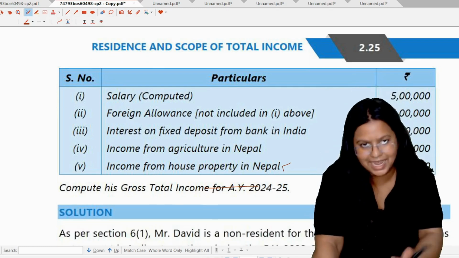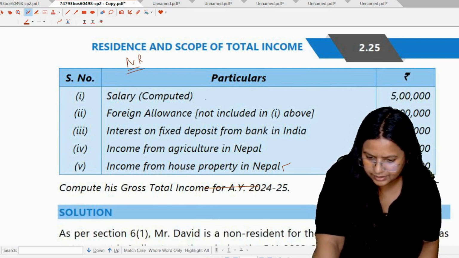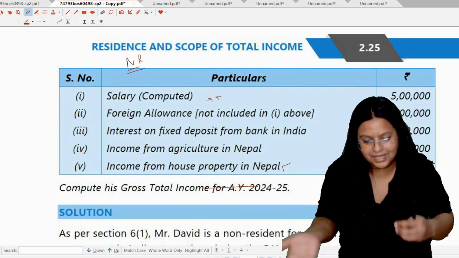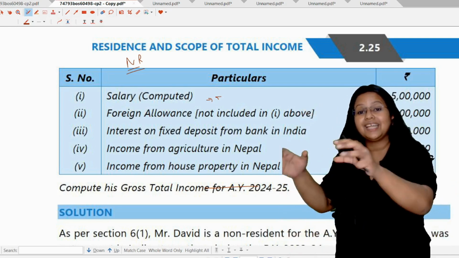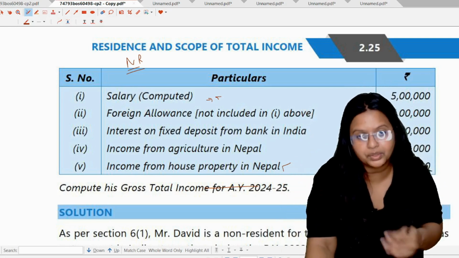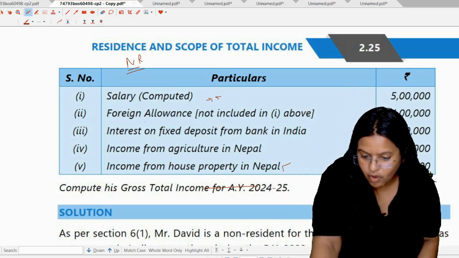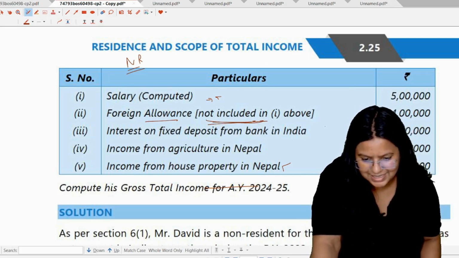Let's find out the taxable income for a non-resident person. Salary computed, taxable. Computed means that all the deductions of section 16 and all the other deductions have already been deducted from the salary, and this is the taxable salary. So you are not required to give any kind of deduction there. Foreign allowance not included in one above: taxable? No, it is exempted.